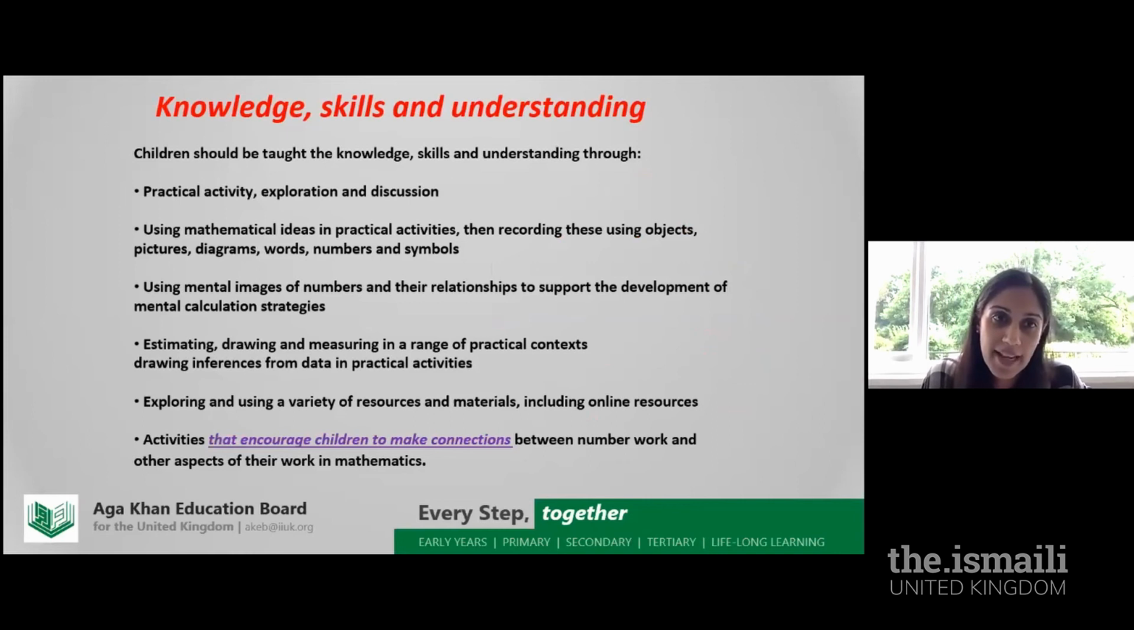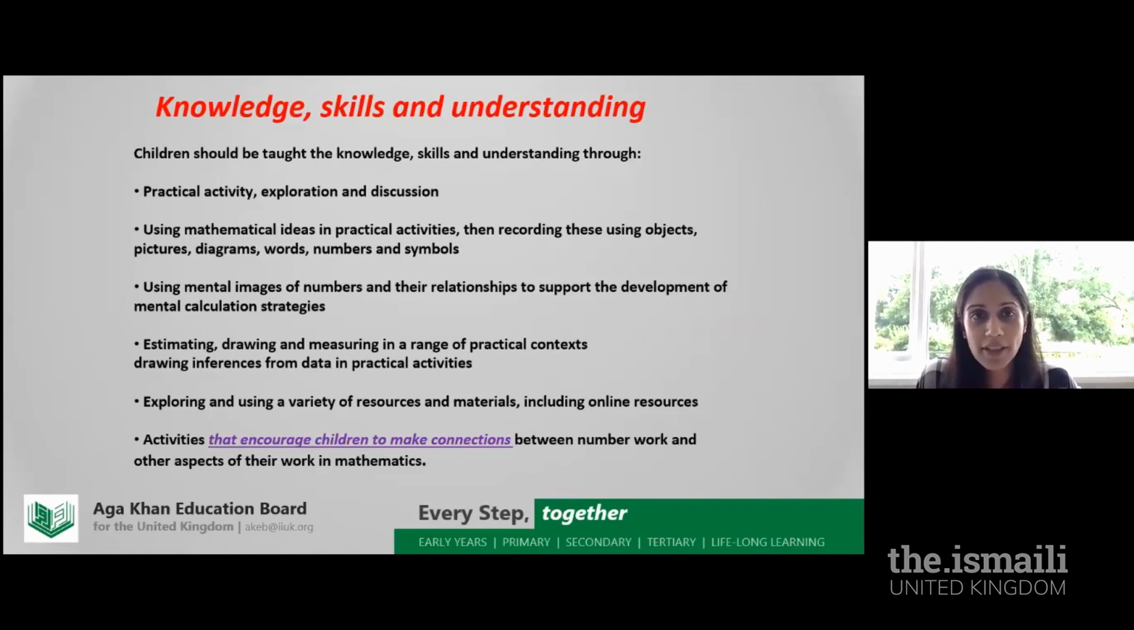Knowledge, skills and understanding. Children should be taught the knowledge, skills and understanding through 3 main areas. Number 1 is through practical activities, and we'll have a look at some examples in the next slide, through exploration and through discussion. Any activity that encourages children to make connections between number work and any other aspects of their work in mathematics is always encouraged.